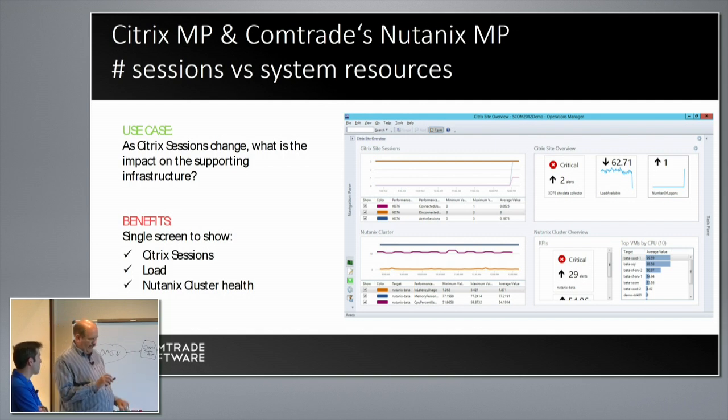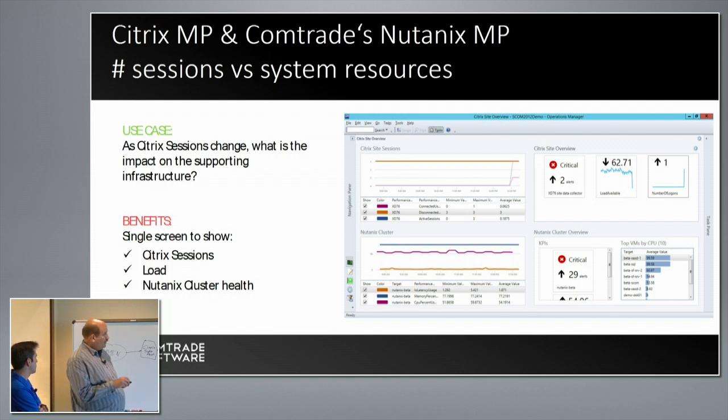And so what we have is we're taking a look at the sessions within Citrix. And the question is, okay, as the number of sessions increase, what is that doing to the Nutanix infrastructure? How are the resources being impacted by the increase or the load that you're putting on your Citrix environment? So now because we know the Citrix site, we know which cluster is supporting that particular site, and we can get CPU and memory and latency information and be able to present that. And we can also take a look at the number of events that have occurred within the environment.